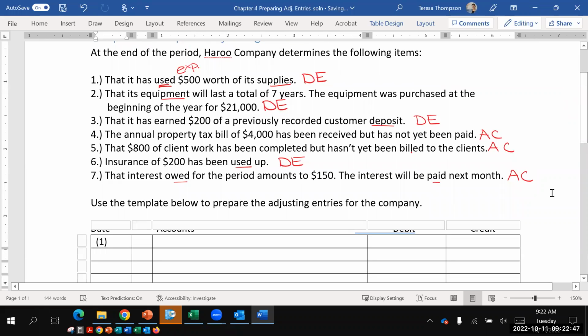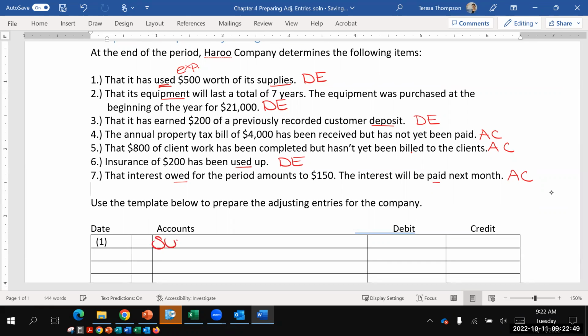So it's going to be supplies expense and credit the asset. All right, we want to reduce the asset because we've used up its value and increase the expense of $500.